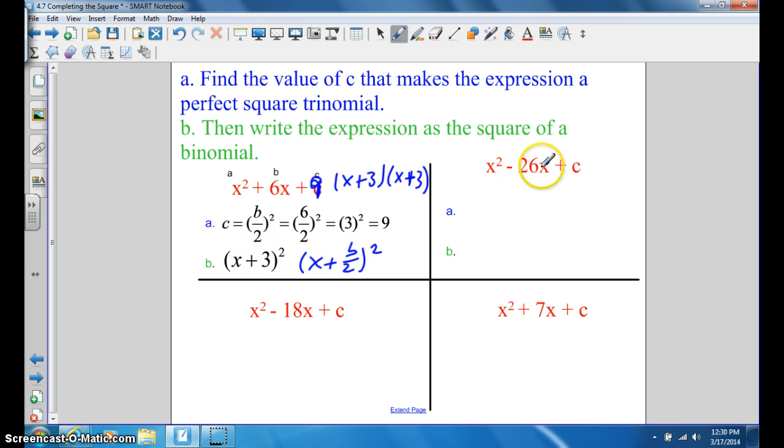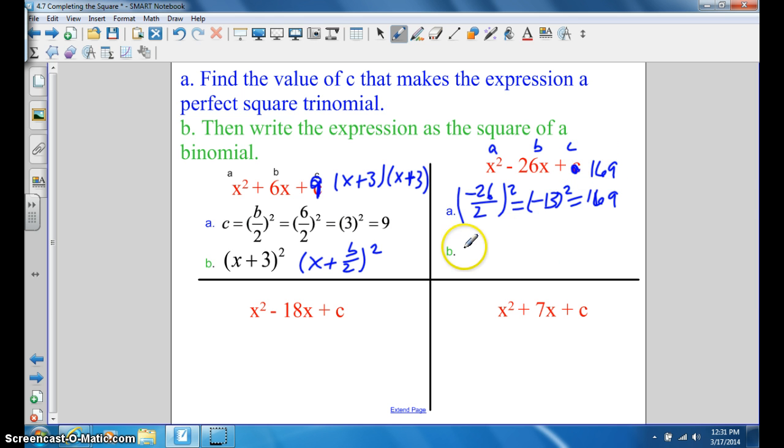So let's look at this one over here. We need to find what c is. We have an a, b, and c. So we take half of b, which is negative 13, or sorry, negative 26 divided by 2, and square it. So half of b is negative 13, and if we square negative 13, we get 169. So c is actually 169.